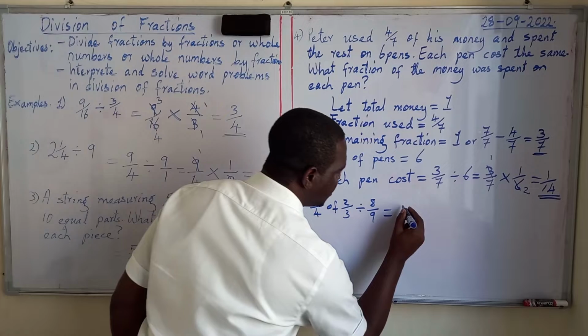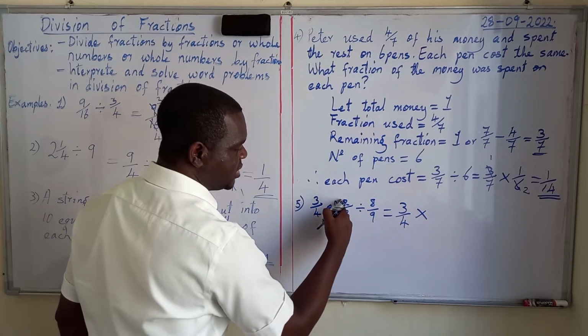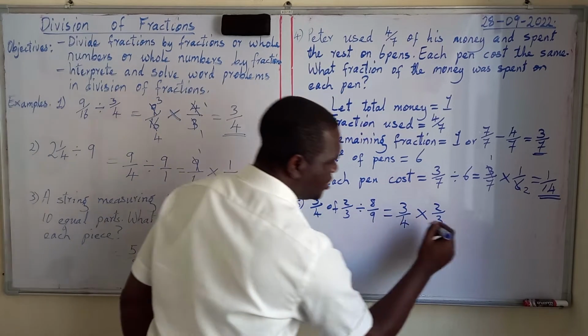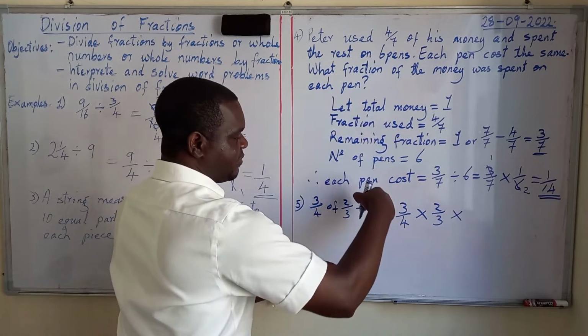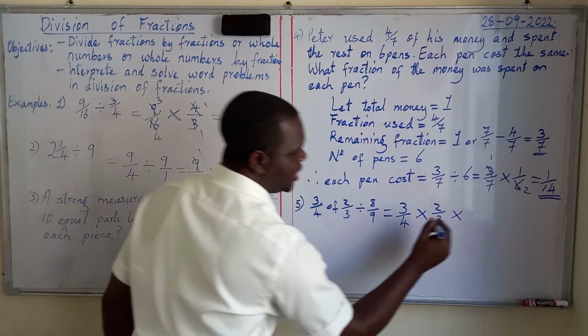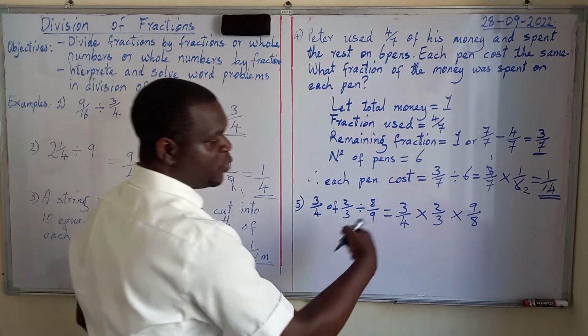This will be equal to 3/4 remains the same, of is the same as multiplication. This fraction remains the same, 2/3. We change this sign to multiplication and invert the fraction that follows. Instead of 8 over 9, it becomes 9 over 8. And at this point in time, we simplify.